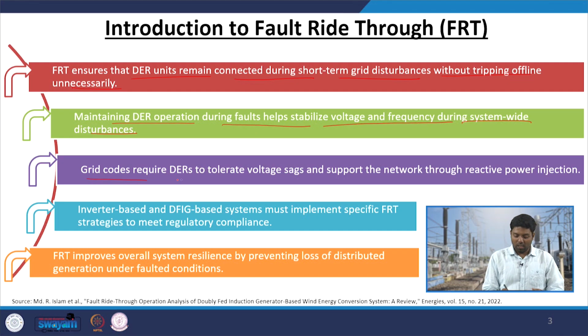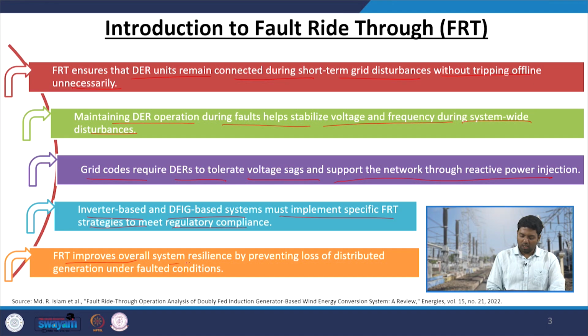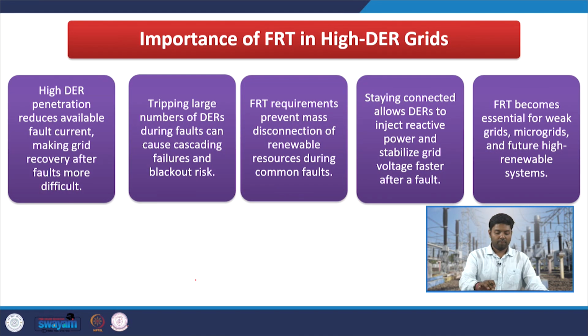Grid codes require DERs to tolerate voltage sags and support the network through reactive power injection. Inverter based and DFIG based systems must implement specific fault ride through strategies to meet regulatory compliance. So, there are some grid codes and standards; you cannot keep it connected at the fault for a very long time, as that will hamper the system. FRT improves overall system resilience by preventing loss of distributed generation under faulted condition. So, what is the importance of FRT in high DER grids, when you have a very high penetration of distributed energy resources in the grid?